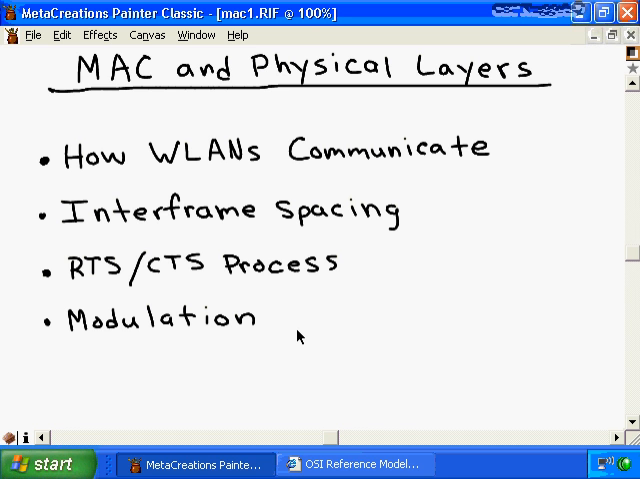And then we finished off by learning that modulation is the process of blending the data into a carrier signal so that the data can be sent over the radio frequency.